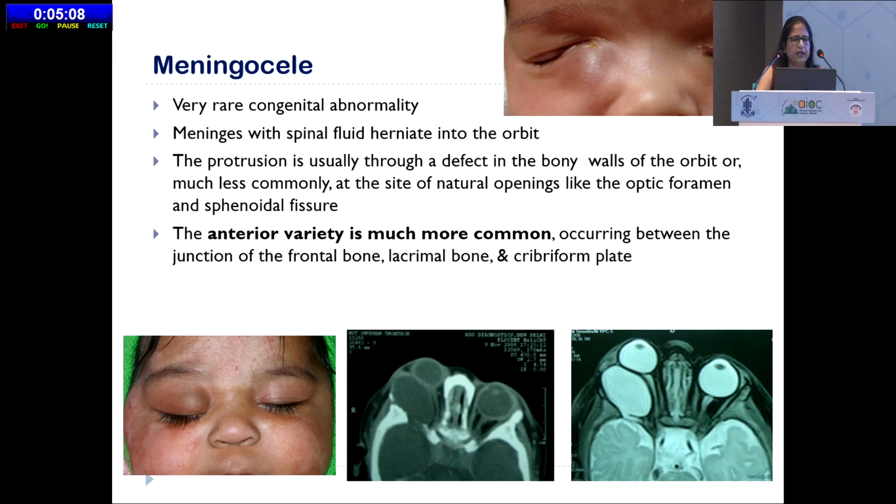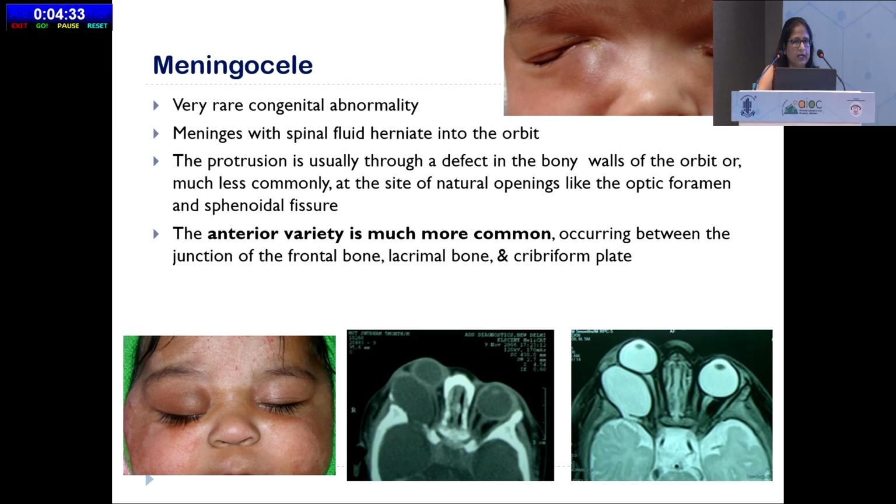Another very important entity we should keep in mind in a baby born with proptosis is the meningocele. So, meningocele, we all know what it is, but here I just want to highlight, if you see the above picture, this can be confused with amniocele. This was basically a baby with a large defect in the cribriform plate. This was anterior variety of meningocele, and so we have to be very careful when we are examining such patients with the congenital malformation. There can be a defect in the roof or medial orbit or cribriform plate.